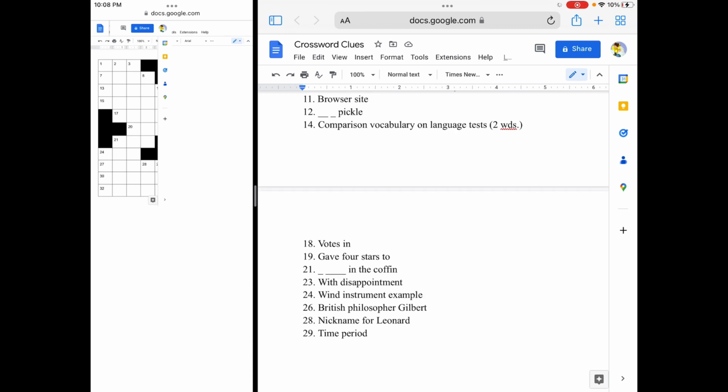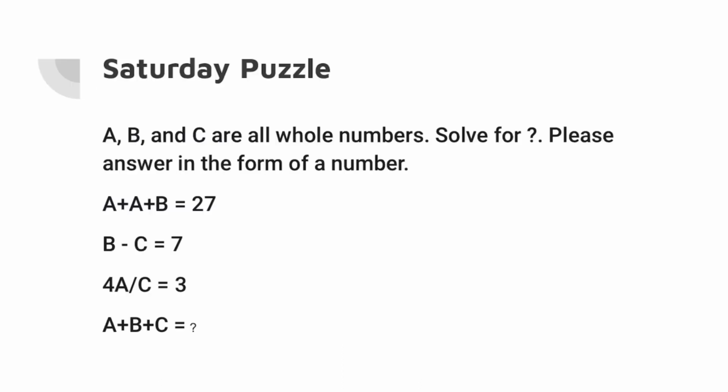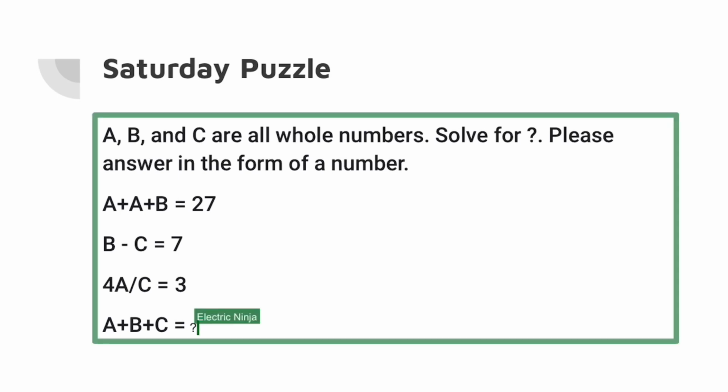And let's go on to the review for the Saturday puzzle. A, B, and C are all whole numbers, and we're solving for the question mark right down here. So this is algebra, and we have to answer in the form of a whole number. And we have the facts that A, B, and C are all whole numbers. So how are we going to solve this problem?